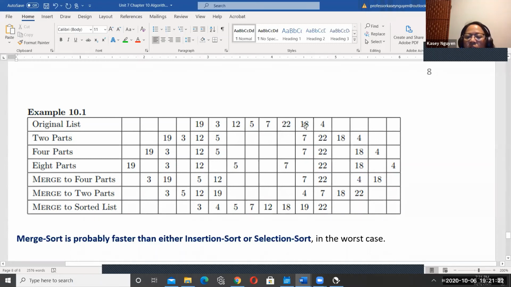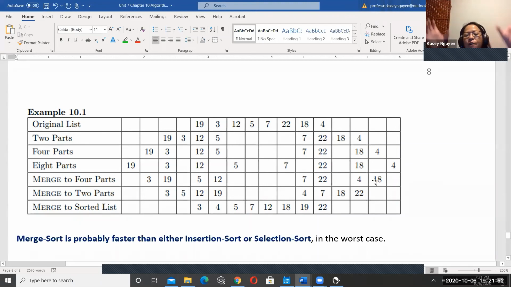7, 22, 18, 4. Break it into 4, and then break it into two sublists. Then break it into 4, 1 sublist. Then we would compare 7 with 22. 7 is smaller, so 7 then 22. 4 with 18. 4 is smaller, 4 then 18. So we would then merge it back.